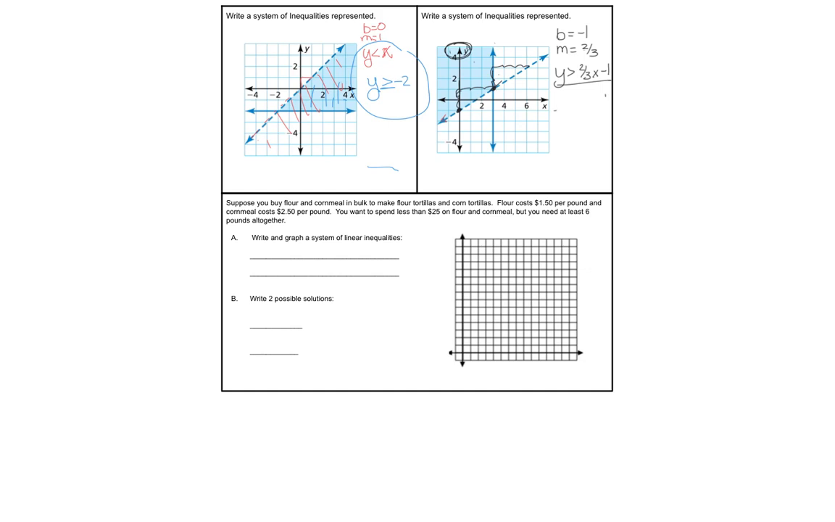However, this blue line, that's a vertical line, and it's crossing 3. So vertical lines are x, right? And it's shading to the left. So x is less than, solid line, +3. So here we go.